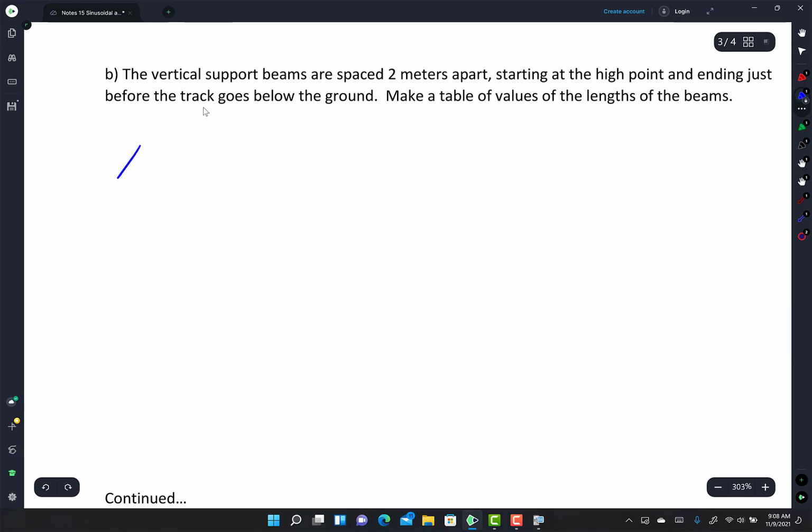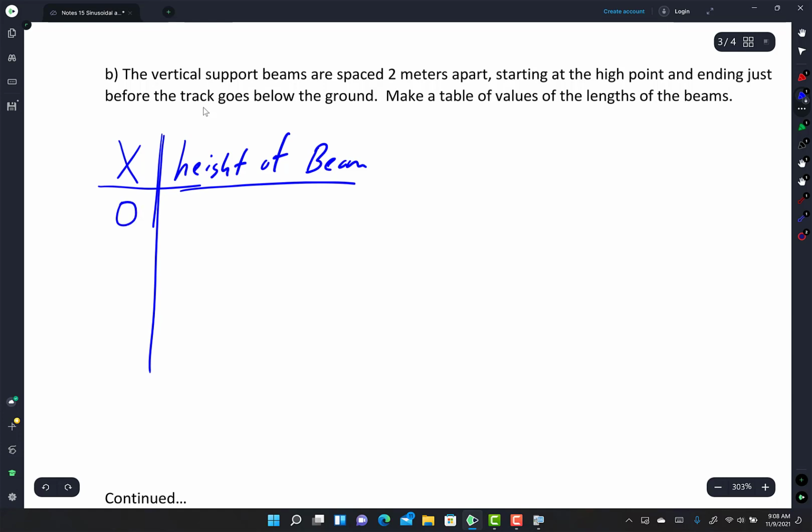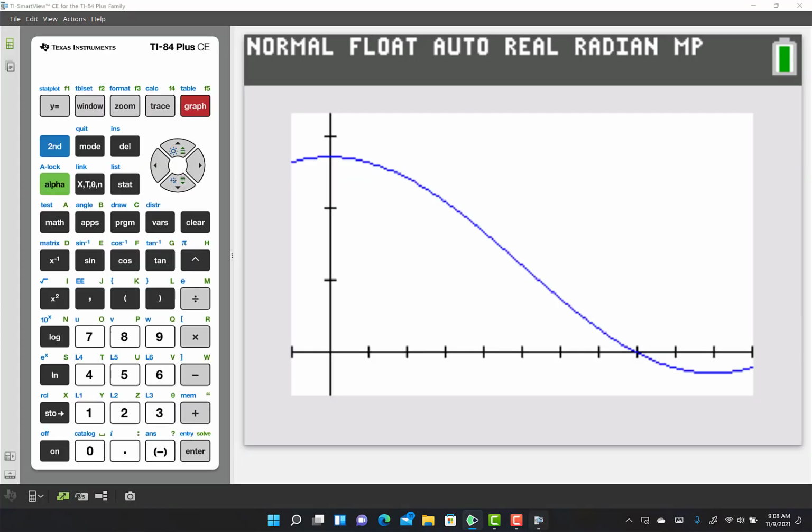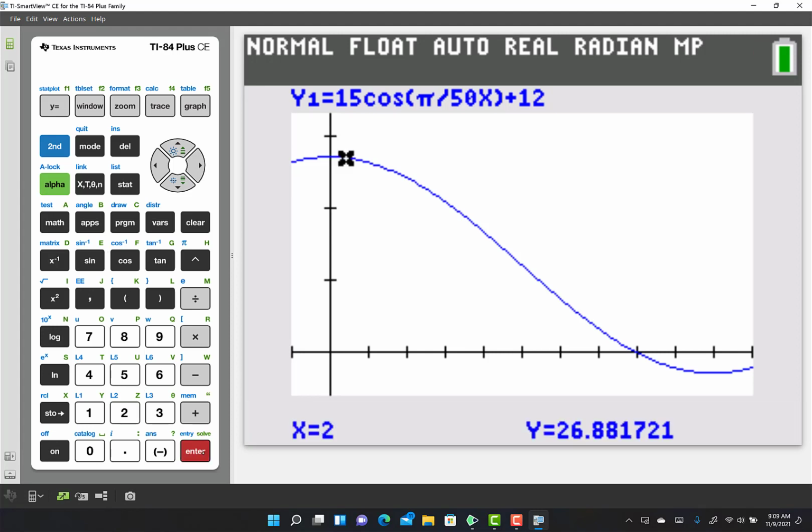So write X and write height of beam. That's your Y value. At 0, it is what? 27 meters. I believe this was in meters. Then at 2, so how do I get that value? Watch. Go to your calculator. If you push the trace button and you push 0, so let's just use 0 to verify. Does it say 0, 27? Okay, now the trace button's already there. You don't have to push trace again. Now you can just go 2, enter. And check it out. It gives you another one.